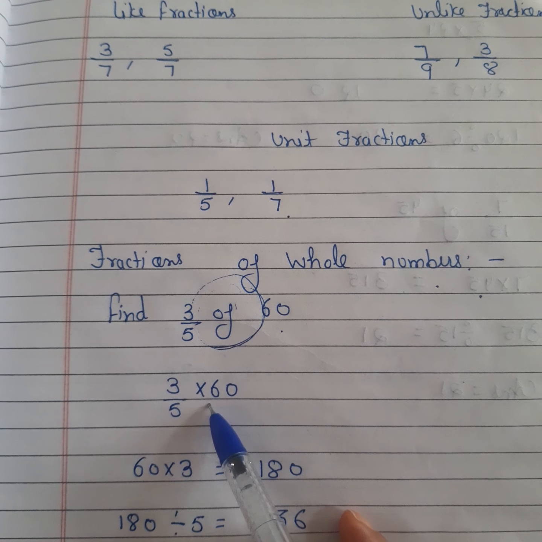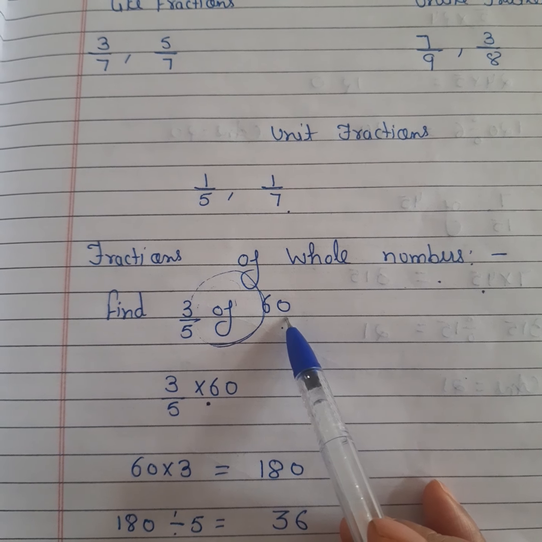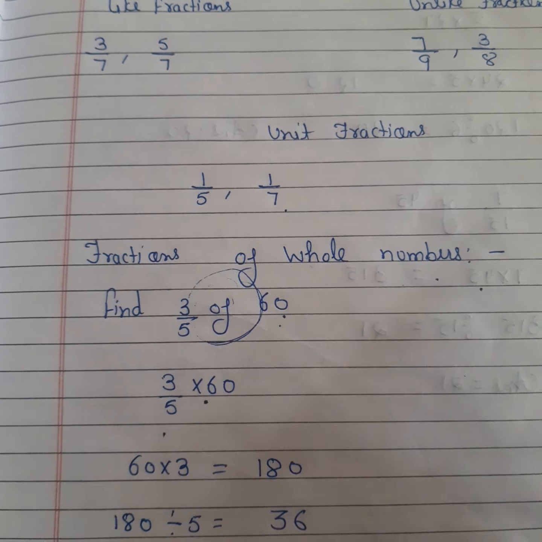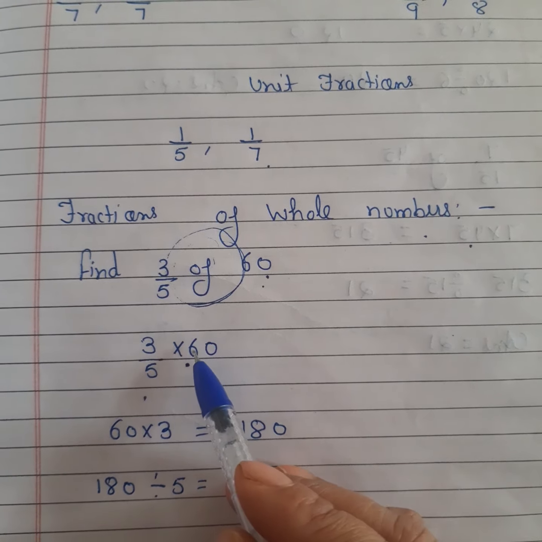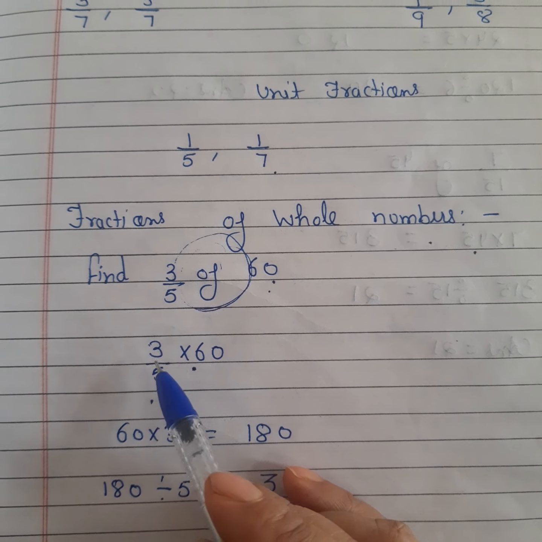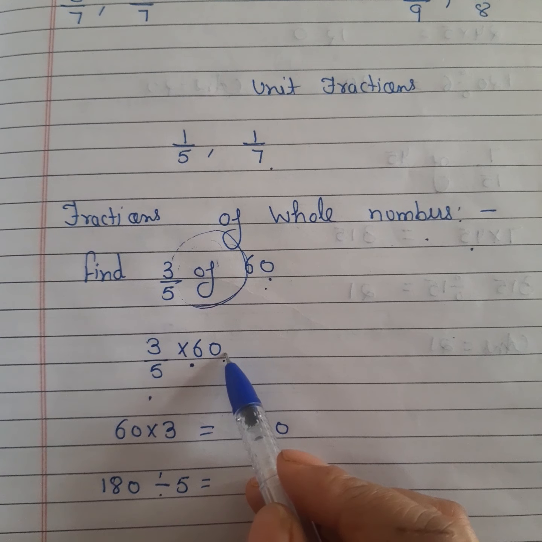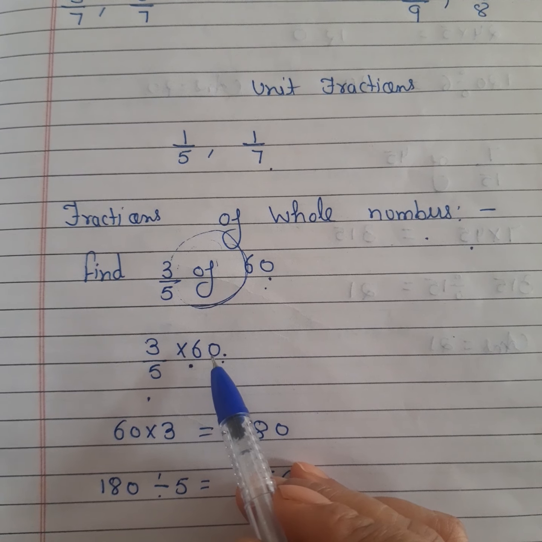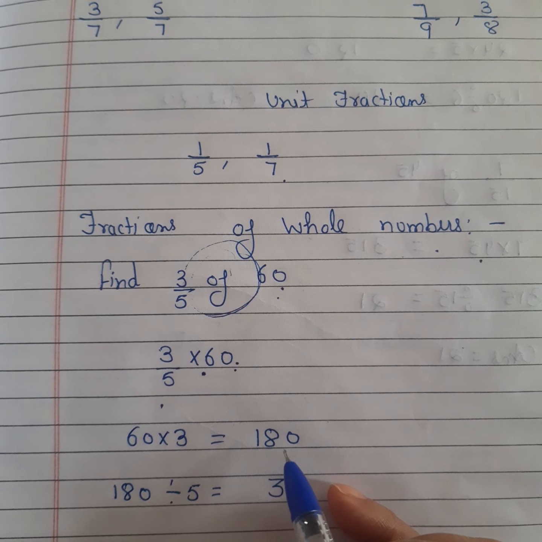Whenever you are going to find the fraction of a whole number, this is the whole number 60 here, and this is the fraction 3 by 5. See how to proceed. First of all, multiply the numerator with the whole number given. Here the numerator of this fraction is 3. Just multiply it with your 60. So what you will get here is 180.